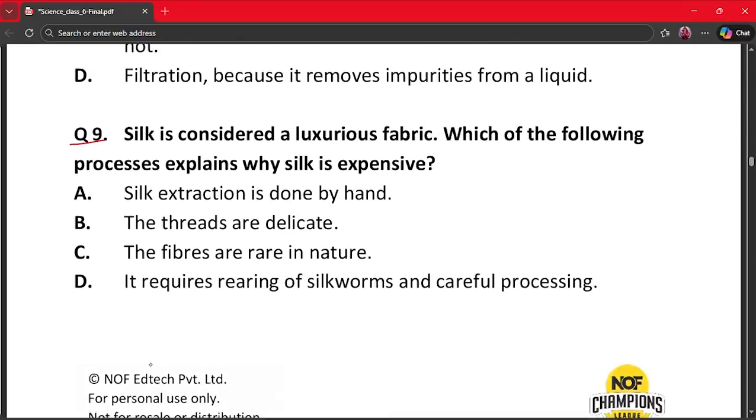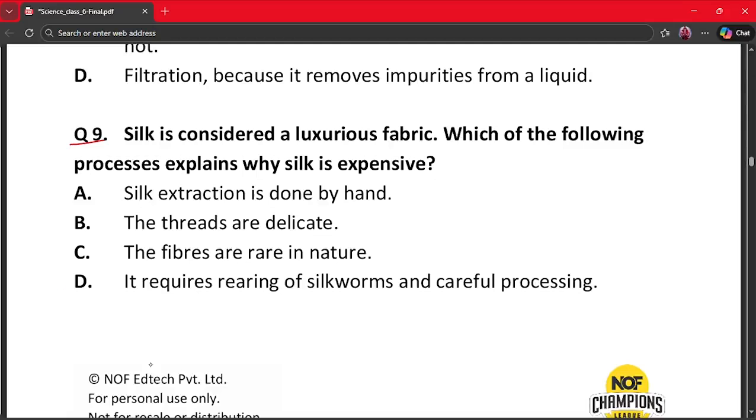Silk is considered a luxurious fabric. Which of the following processes explains why silk is expensive? A. Silk extraction is done by hand. B. The threads are delicate. C. The fibers are rare in nature. D. It requires rearing of silkworms and careful processing.